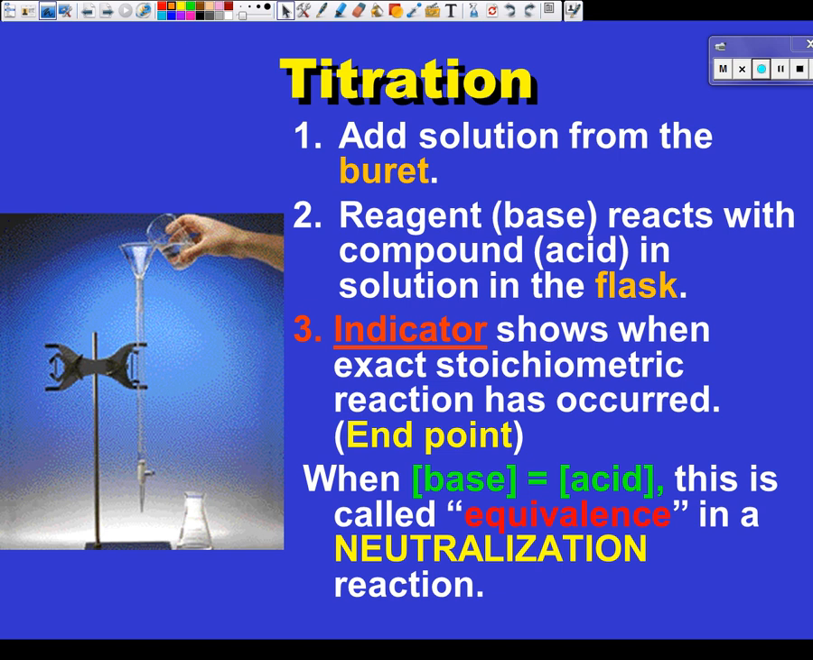Okay. The reagent reacts with the compound in the flask. An indicator shows when the exact stoichiometric reaction has occurred, which is called the endpoint. And when the concentration of the base equals the concentration of the acid, this is called the equivalence point, or it's called the neutralization point, if you want to look at it from that perspective.